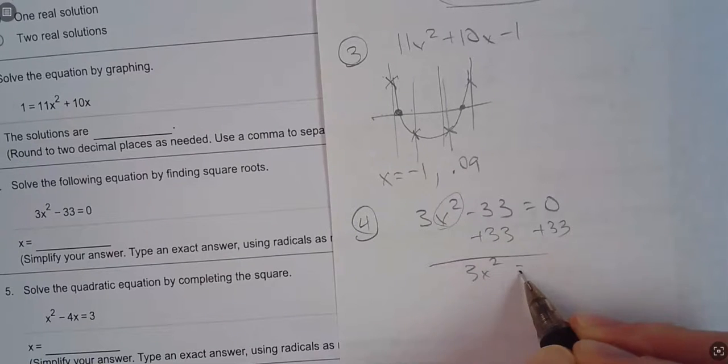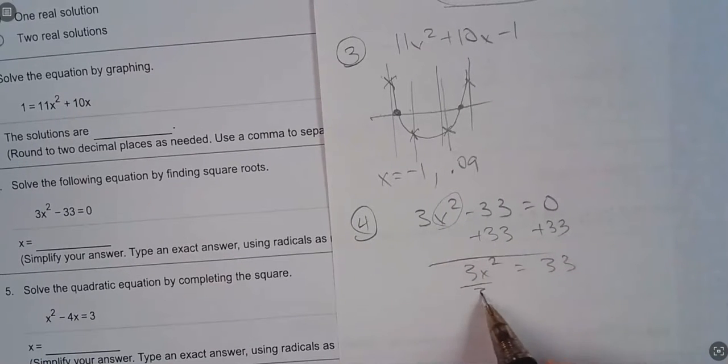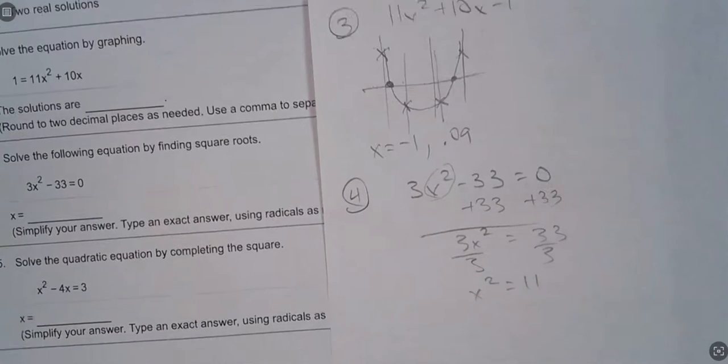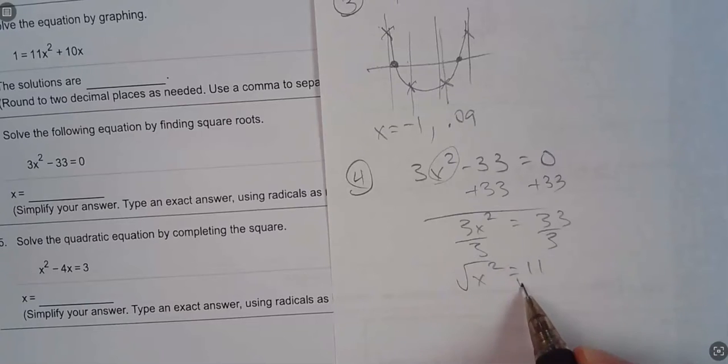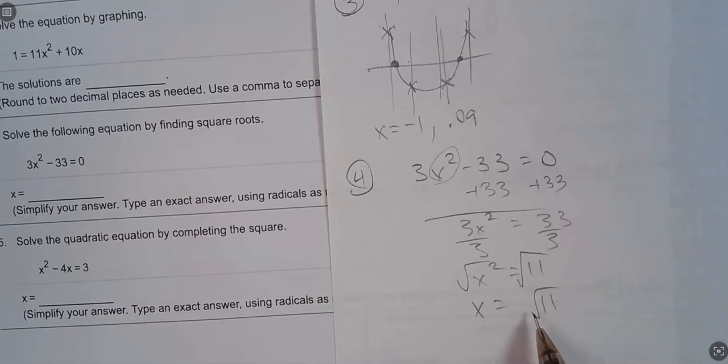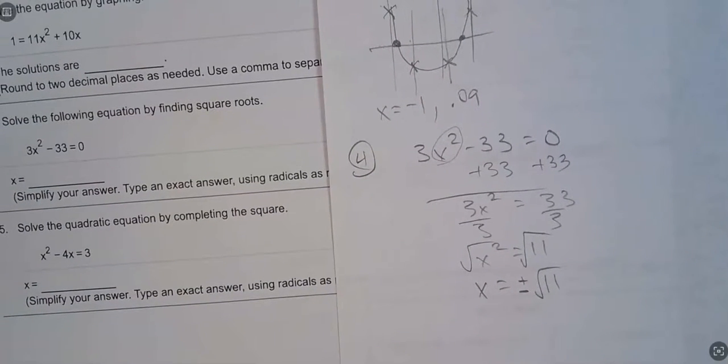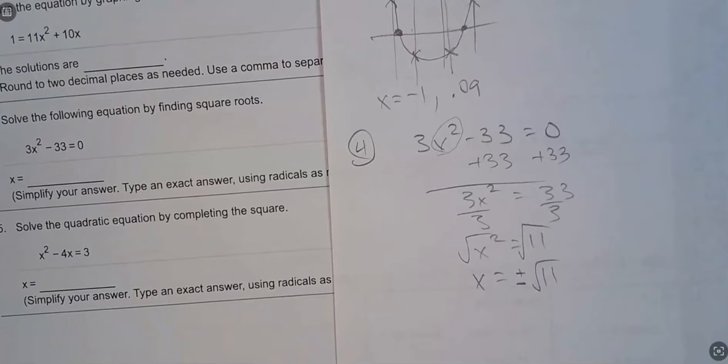So it gives me 3x squared equals 33. Divide by 3. So x squared would equal 11. And now on this step, now that I have the thing being squared by itself, square root. Anytime you're square rooting and you're solving, make sure you put a plus and a minus. Plus minus radical 11.